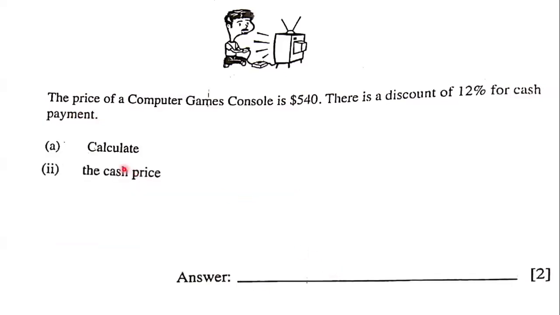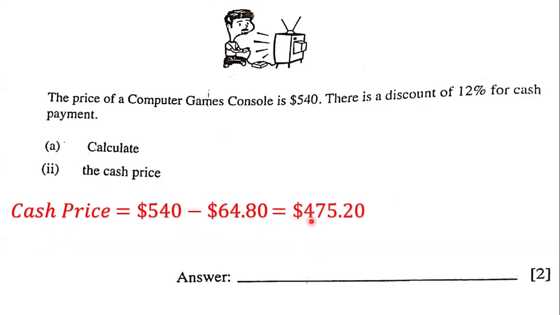Now we need to determine the cash price. Now the cash price is going to be, we're going to take the price of the computer games console, and we're going to subtract $64.80, that's the discount. And so when we subtract them, we get $475.20. And that is the cash price, because we're using the discount.